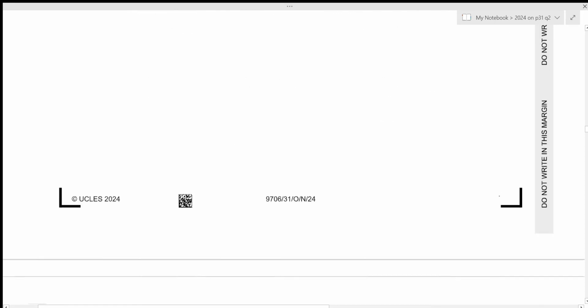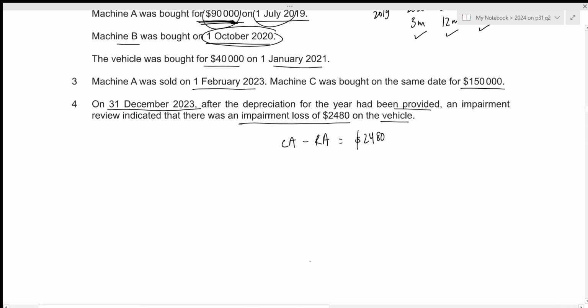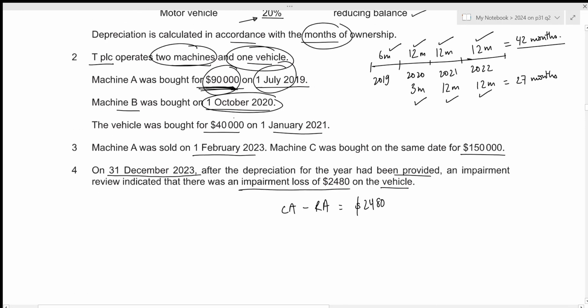Let's write it down. Then we only had 1 motor vehicle at the opening date, which was bought for 40,000. That is the cost. So we just need to write down 40,000.